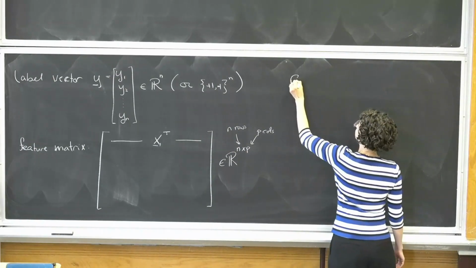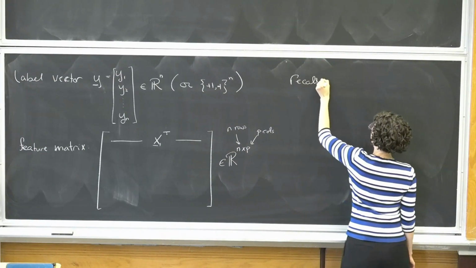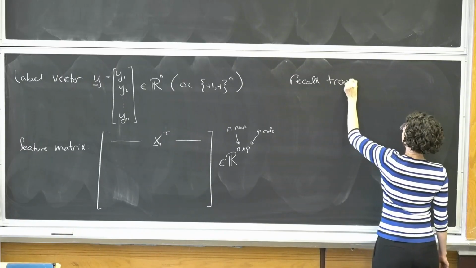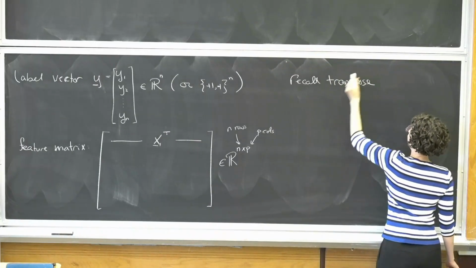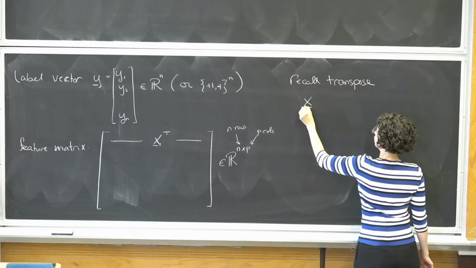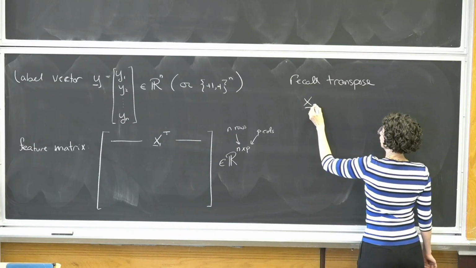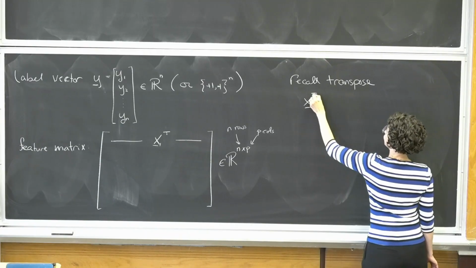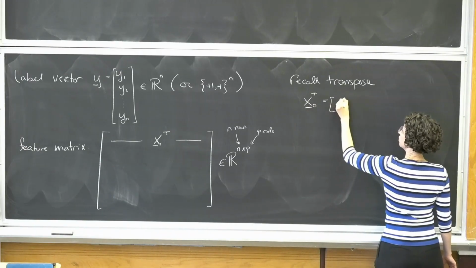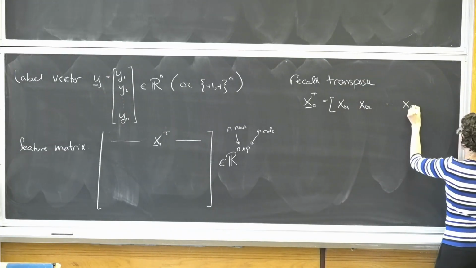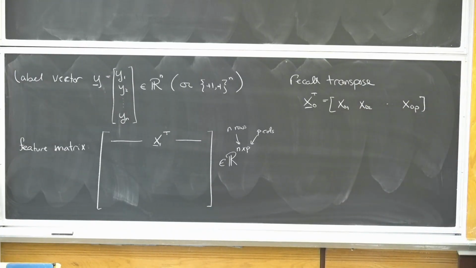So recall that when we talk about the transpose, if we have a vector x, let's say x naught, and we transpose it, then this is just x naught 1, x naught 2, all the way to x naught p, like that. Okay, so it's the same information, but we're now representing it as a row instead of a column.